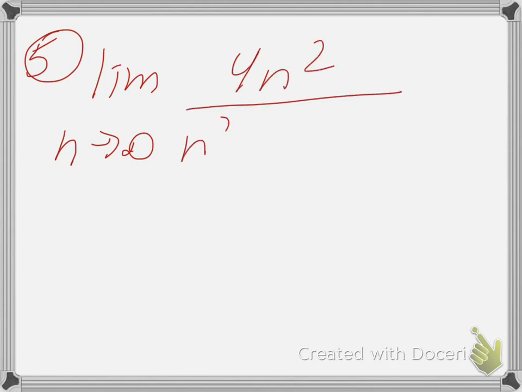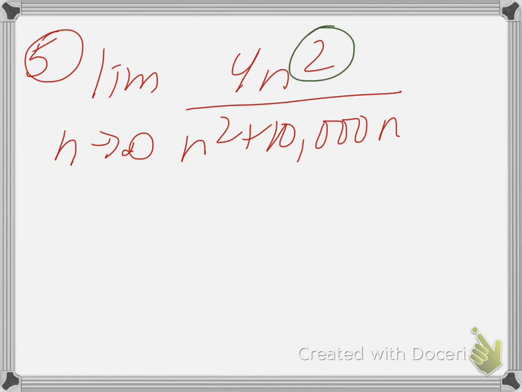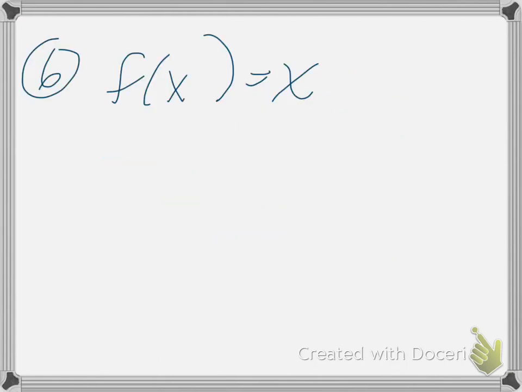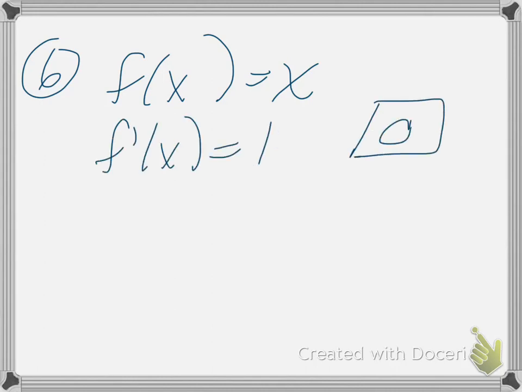Okay, number 5. Okay, so this is a limit as n goes to infinity. So what you're supposed to be looking for is where the highest degree is, and so you can see they're both the same in the numerator and the denominator. So therefore you take the coefficients, which would be 4 over 1, or just 4, and that was choice D. Okay, for number 6, f of x equals x, and therefore f prime of x just equals 1, and that was choice C.